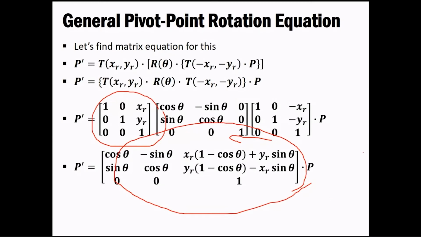And then you just have to multiply it with the pixel that is given, or the coordinate that you want to rotate. You can remember this for your simple understanding.